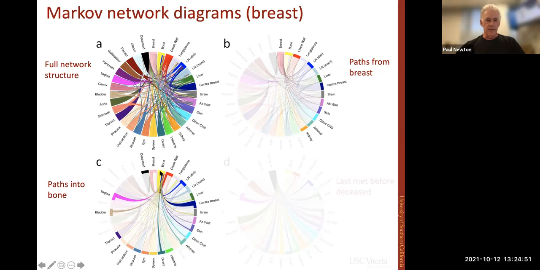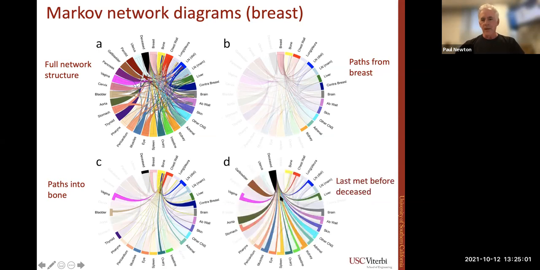You can ask questions about, for example, if you want to target a specific site where there's a Met, like the bone, what are the paths that go into the bone. We can highlight those in the diagram. These are all the paths leading to the bone. Or you could ask questions like, what is the last Met before the patient dies? Because we have deceased as one of our nodes here. And those are all the paths that lead to that final site.